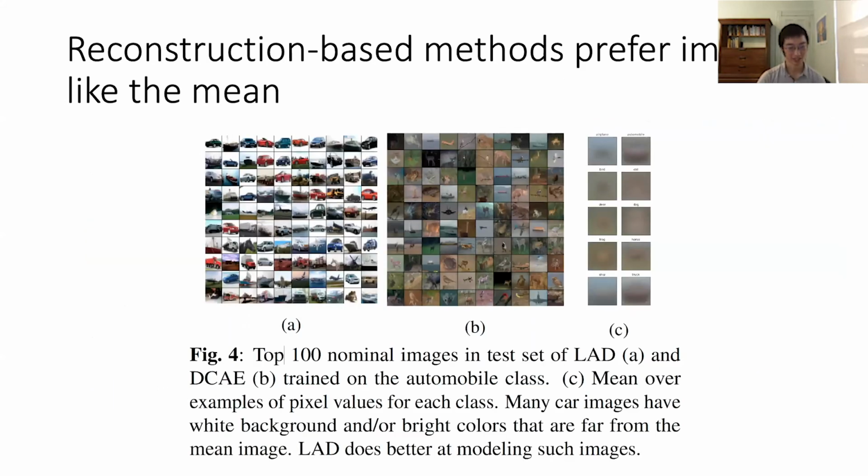And so the reason that the reconstruction-based methods do well on some and not well on others compared to ours is that reconstruction methods really like images that look like the mean. So here are some images of the most nominal cars in the test set for our method and for a denoising convolutional autoencoder. And C shows the mean image of each class. So you can see here that even though this is trained on all cars, it really prefers things that look like the mean car, even though they are not cars. And so this really shows the problems with just using reconstruction, and why maybe combining the two helps: it loves the mean image, whereas our model really scores things that are like cars to be similar.